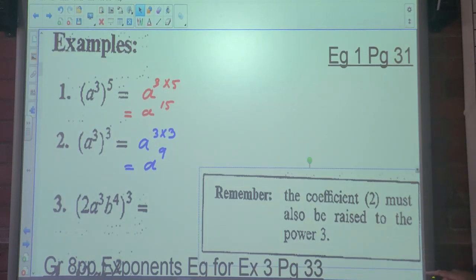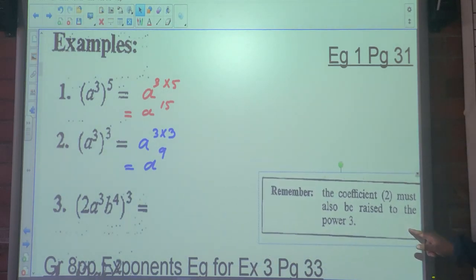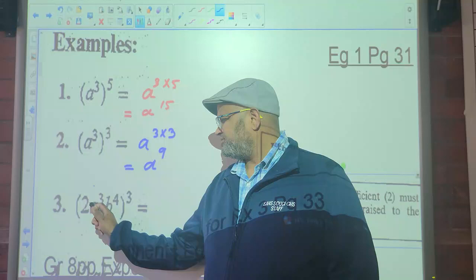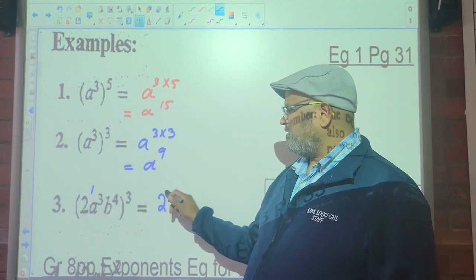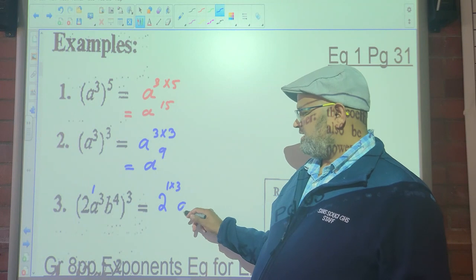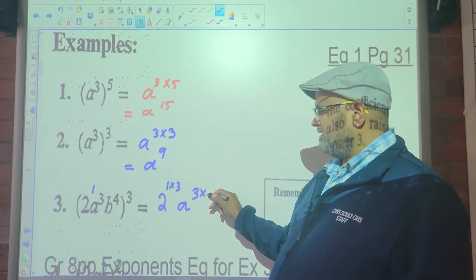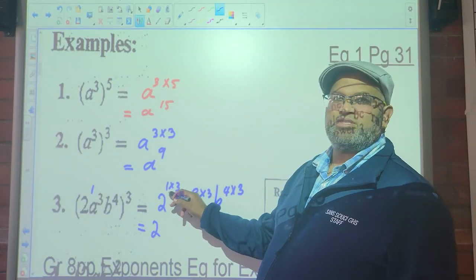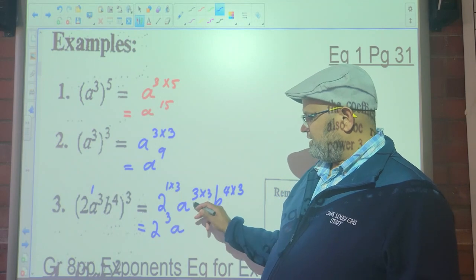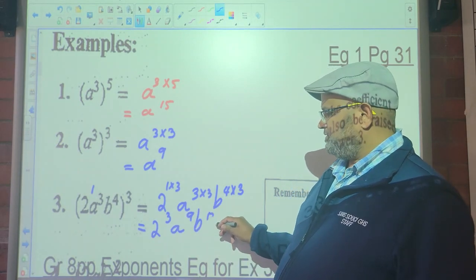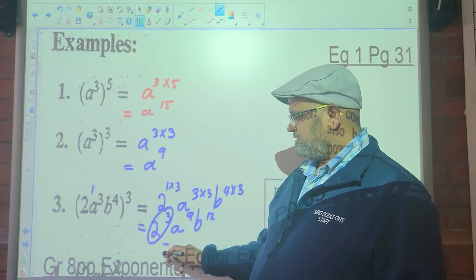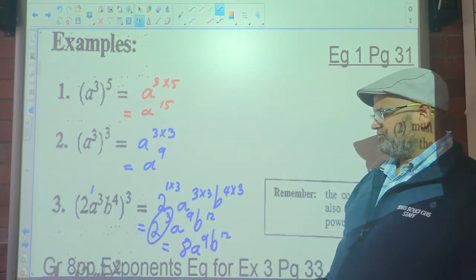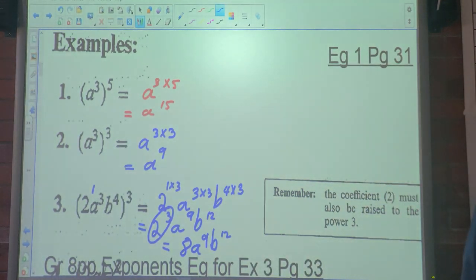Right, so what do we have here, people? Remember, there's no exponent on there. There's a 1. So in other words, there's going to be 2, 1 multiplied by 3. Can you see that? A, 3 multiplied by 3, and B, 4 multiplied by 3. What's 1 times 3? 3. A, 9, B. What is A cubed? 8. A 9. Do you guys understand?